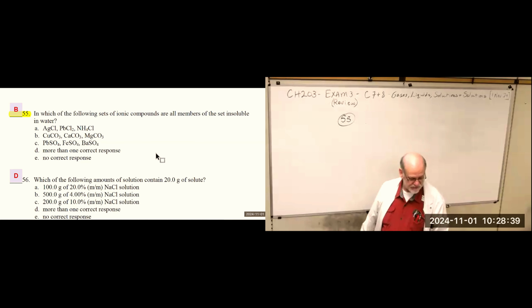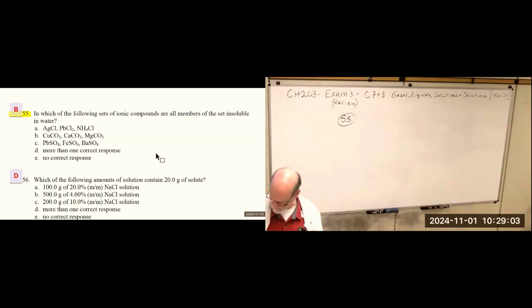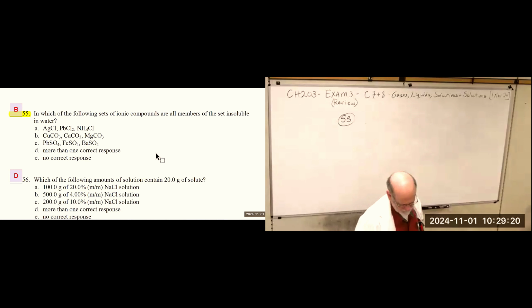How about sulfates? Lead, iron, barium. Go down to sulfates. Lead is insoluble. Iron is insoluble, and barium. Where's barium? There it is. Wait a minute. Sulfates. Oh, I was looking at the wrong list. Sulfates. There we go. Iron sulfate is soluble. Barium is insoluble. So that doesn't work. I should have known that.